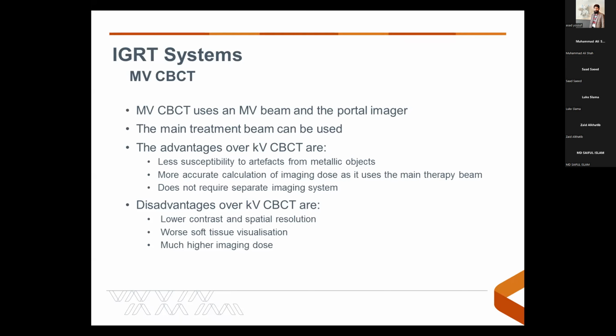Disadvantages are you get a lot lower contrast and spatial resolution, a lot less visualization of soft tissues, and much higher imaging dose compared to KV CBCT.